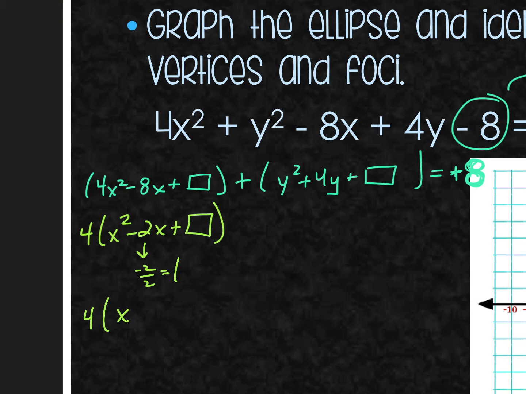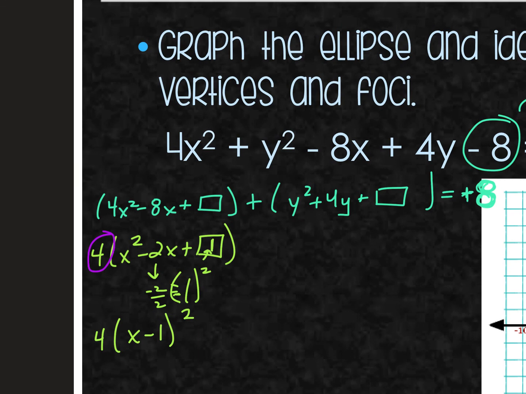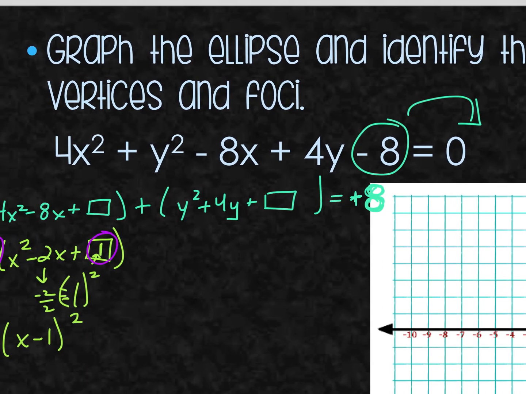x minus 1, squared. And then when I square -1, it becomes what? 1. Now, can I just put a 1 on the other side? No, I have to account for this 4. So what's 4 times 1? 4. So I'm going to add it to this side. So I have equals 8, and then I have plus 4.